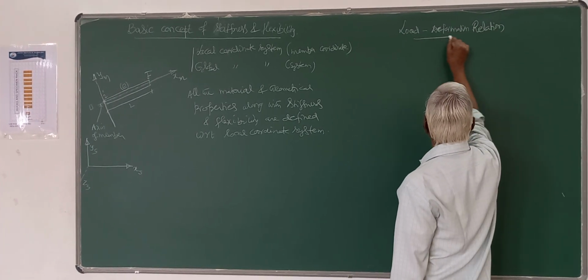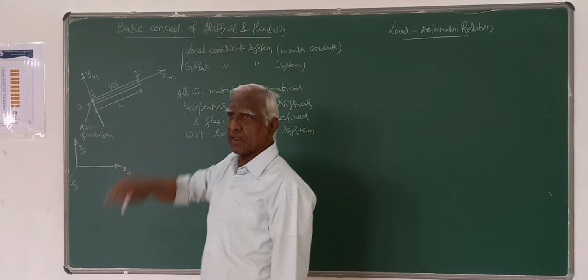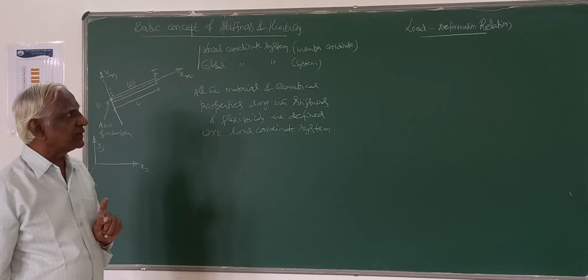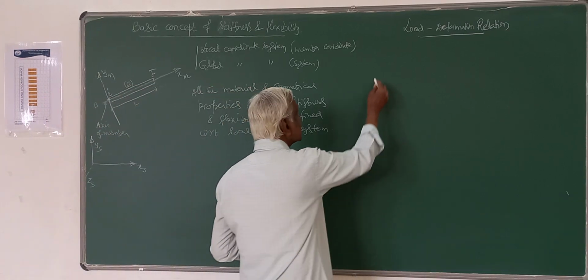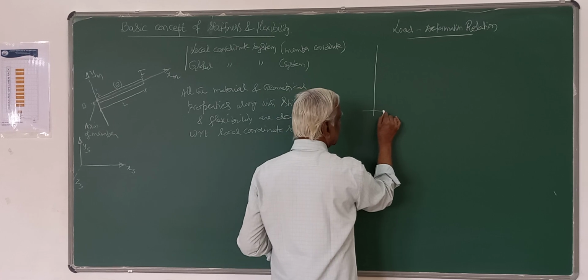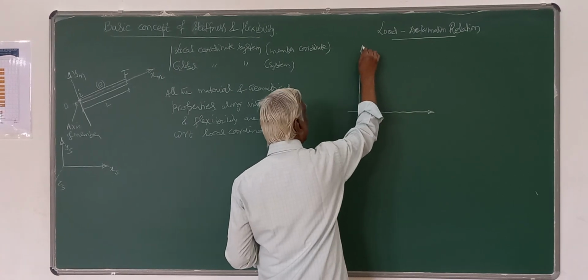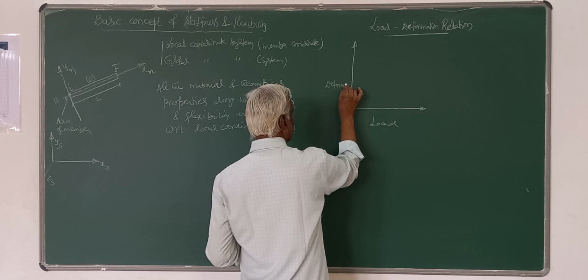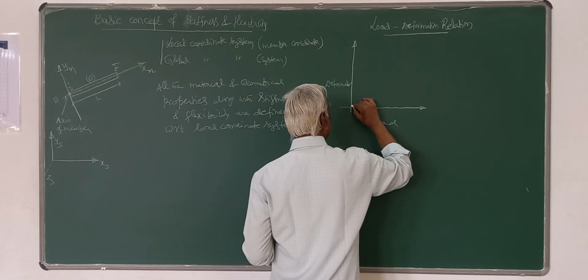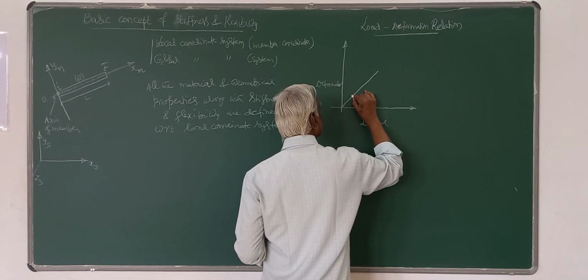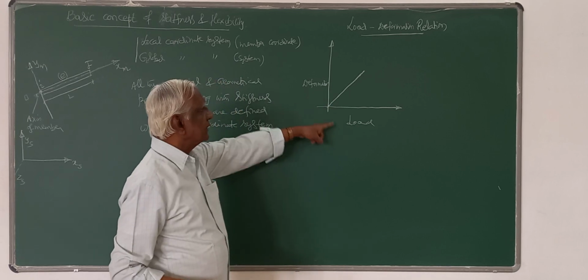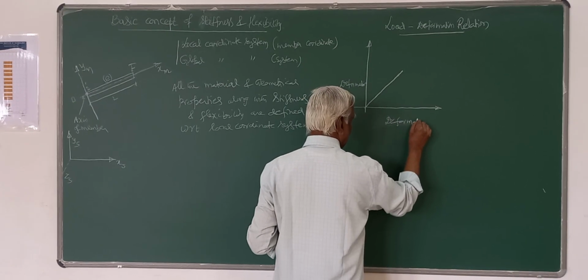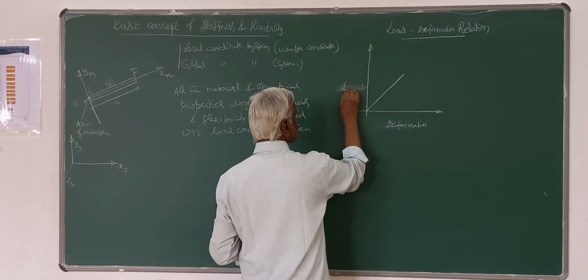This is another concept which, before going for defining stiffness and flexibility, is another important thing which we have to remember. Already in the subject of materials, you have conducted experiments, tension test and compression test, and you have plotted the load and also the deformation, either tension or compression. You have observed that up to a certain portion the load is proportional to displacement. Generally, we plot the deformation along the horizontal axis and load along the vertical axis.